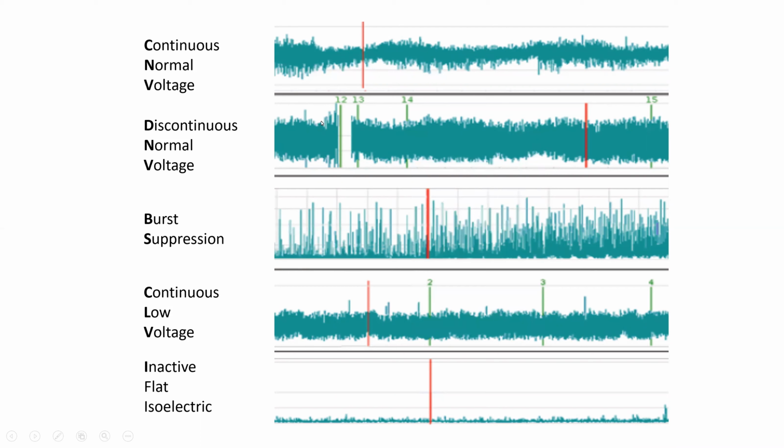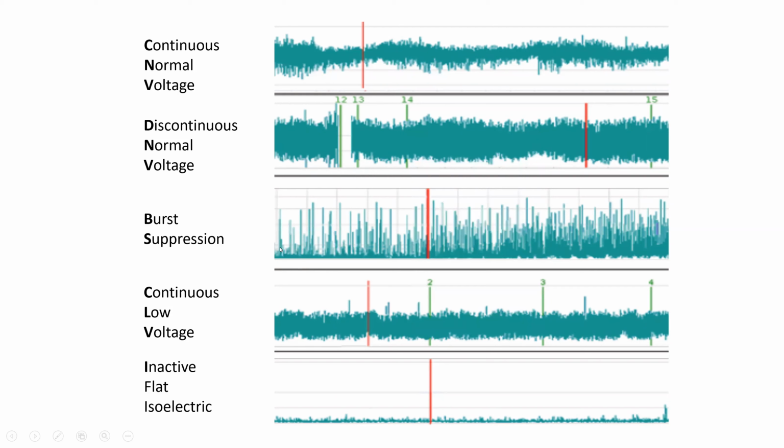But when we don't have that, when we have a loss of that first continuity, so if we lose the lower margin, that becomes a discontinuous pattern. And then if we lose the upper margin, not being even above 10, that is also a very bad sign, right? We're having continuous activity, but it's all low. And then in between this discontinuous normal pattern and continuous low voltage, we have that burst suppression pattern.